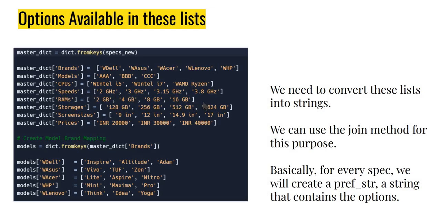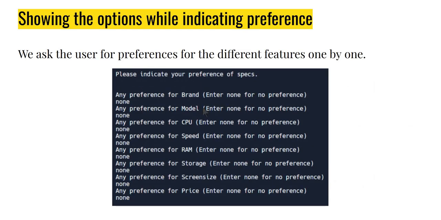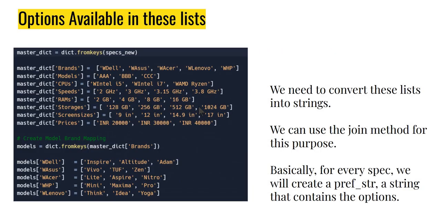This information is already available to us, which means all we need to do is, when we ask a question of the sort, any preference of brand, insert one more string over here, which tells us, okay, these are the options. In other words, in the case of CPUs, we need to take this particular list and convert that to a string with slashes separating it. As we'll see, a very interesting method called the join method will do the job for us.